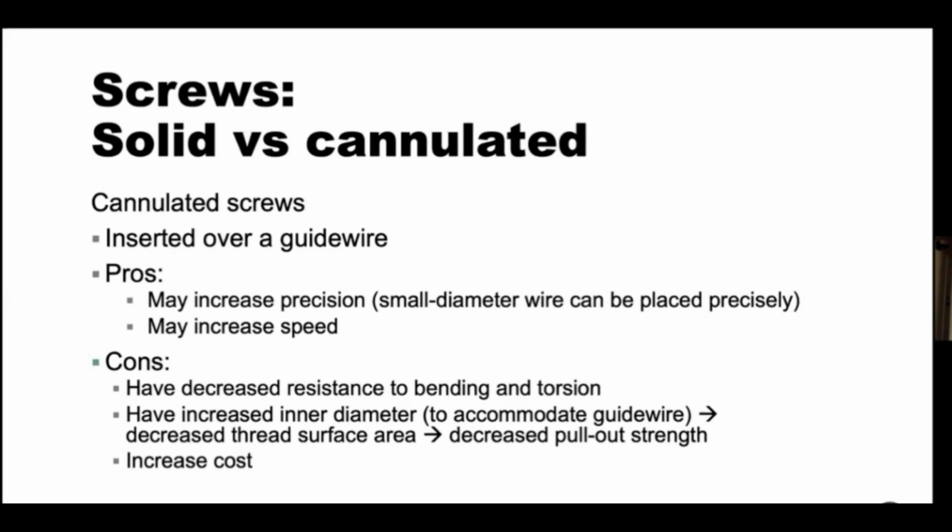So again, not only is the screw itself not as strong, with less resistance to bending and torsion, but it also has decreased pull-out strength, which means it doesn't have as good purchase in the bone. And then the last con is increased cost. That could be related to the screw itself, or to the fact that you need the guide wire and the drill bit and all these other things. So you're paying for more implants, which is an important factor when you leave training and are on your own as well. And that certainly impacts cost for patients as well.